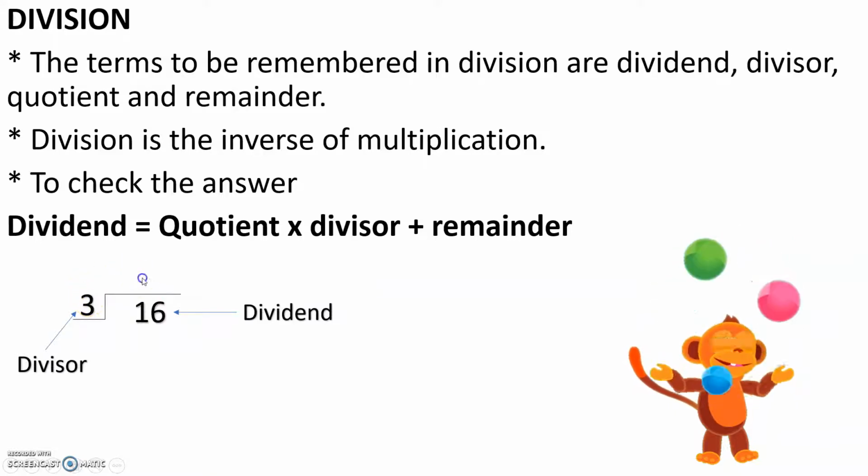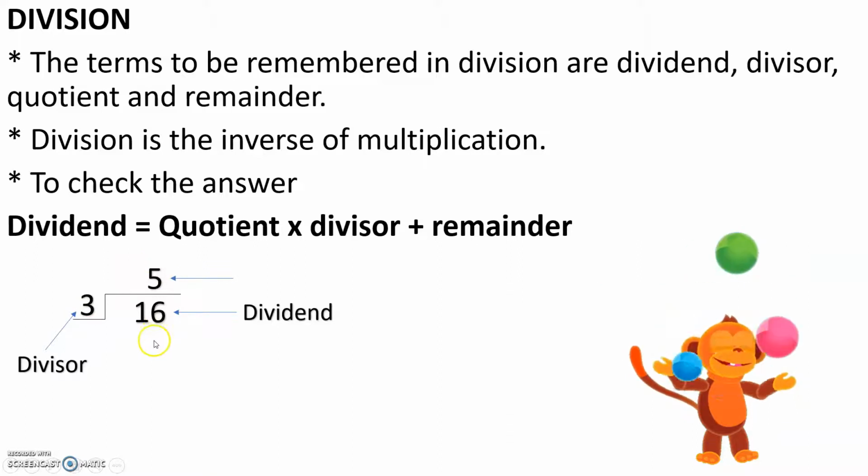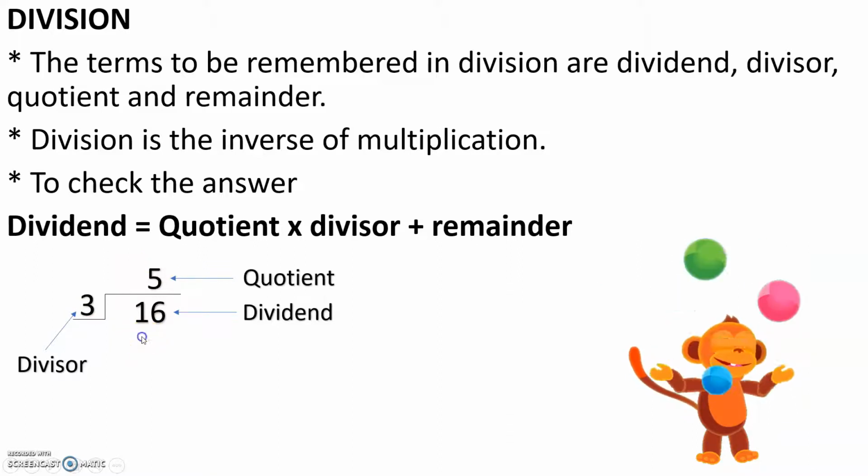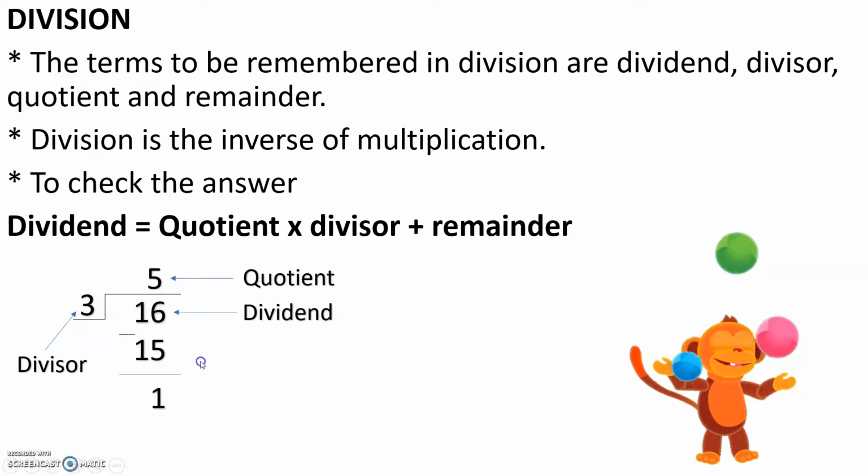Now 3 5s are 15. So 5 is called the quotient. We'll write 15 here. Then we'll minus these two numbers. We'll get the answer as 1. Now this 1 is known as the remainder.